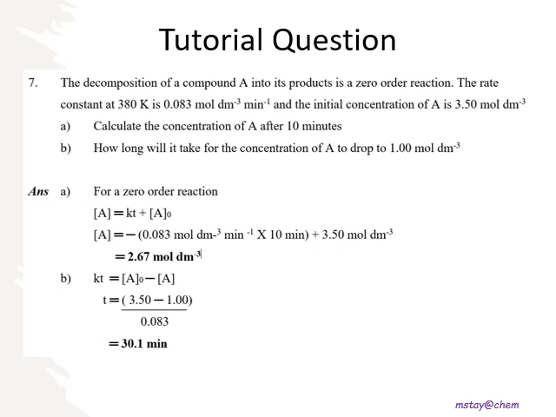Okay, let's proceed to tutorial question number 7. The decomposition of A into its product is zero order. The rate constant is 0.083 mole per decimeter cube per minute, and the initial concentration is 3.5 mole per decimeter cube. Calculate the concentration of A after 10 minutes.